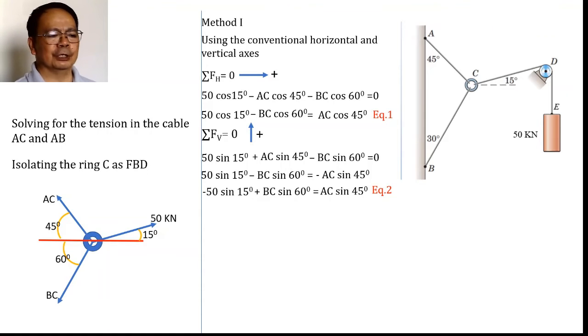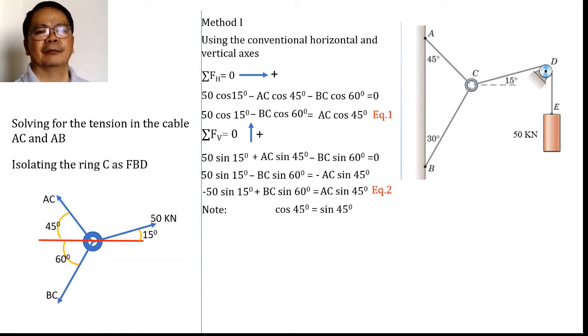Meron kasi akong gustong ipaunawa sa inyo because we know that the 45 is a special angle, diba? At alam natin na ang cosine ng 45 ay equal sa sine ng 45. If this equation will be multiplied both sides by AC, then we shall have AC cosine of 45 equal to AC sine of 45.